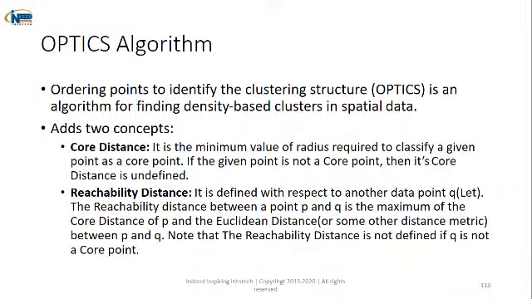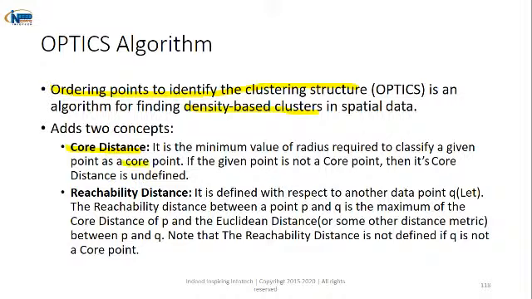Another algorithm we have is OPTICS. The full form is Ordering Points To Identify the Clustering Structure. Again, this is an algorithm for finding density based clusters. It is similar to the previous one, but it adds two more components. One component is core distance. Core distance is the minimum value of the radius required to classify a given point as a core point.